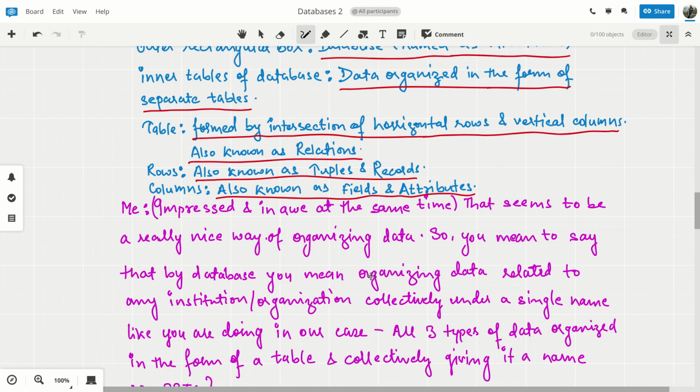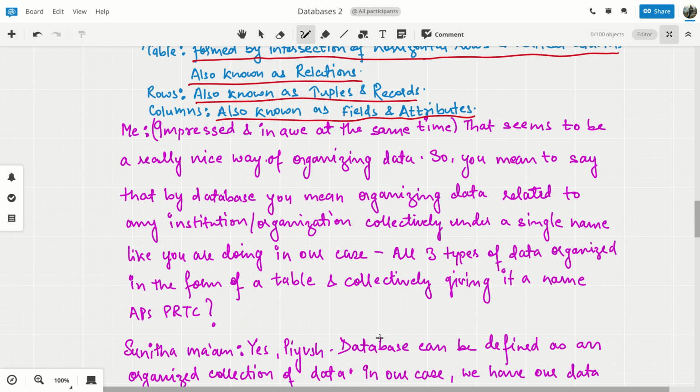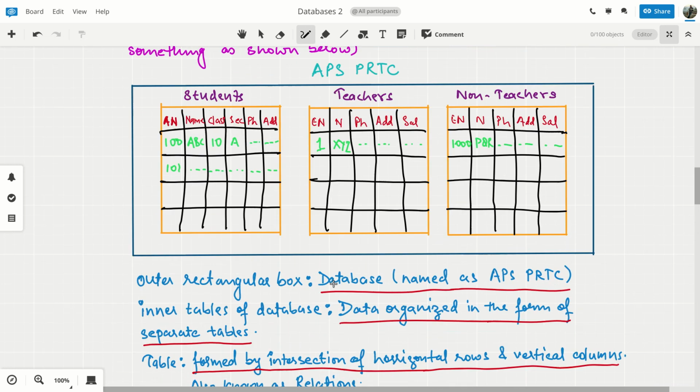So ma'am, you mean to say that by database, you mean organizing data related to any institution or organization like our school collectively under a single name, like you are doing in our case? For example, all three types of data organized in the form of tables.